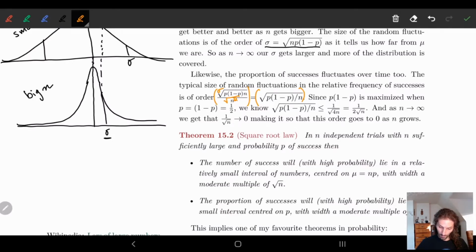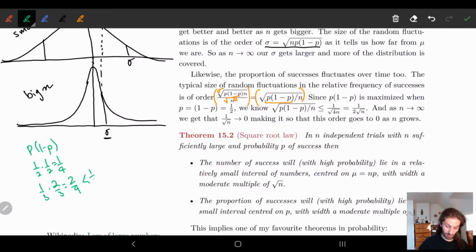And so let's see what happens if we try to maximize this. If I look at this inner part, we have p times 1 minus p. What you're going to notice is when p is equal to 1/2, we have 1/2 times 1/2, which is 1/4. But anything else than this is always going to be less than 1/4. For example, if I take 1/3 times 2/3, I get 2/9, which is obviously less than 1/4.